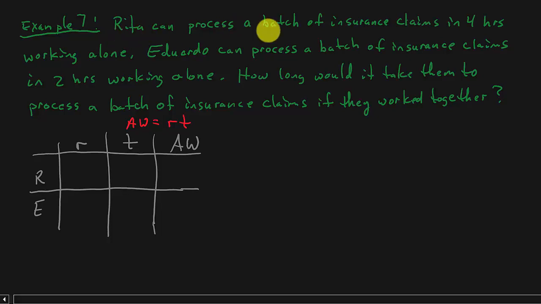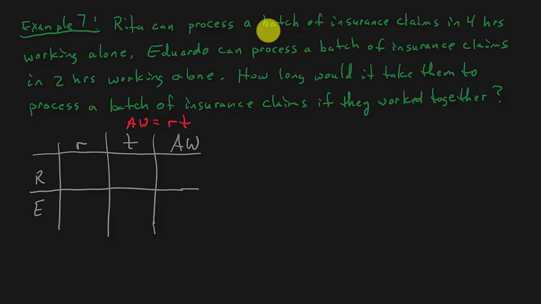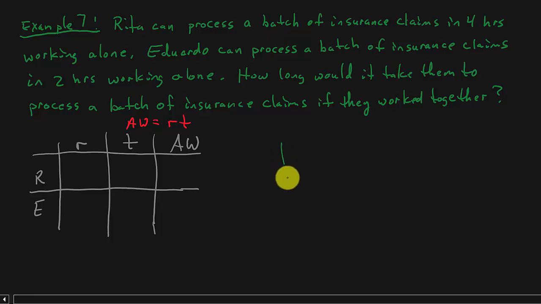So it says Rita can process a batch of insurance claims in 4 hours working alone. In 4 hours working alone. So what's her rate? What's the rate that she's working? Well, let's look at this.